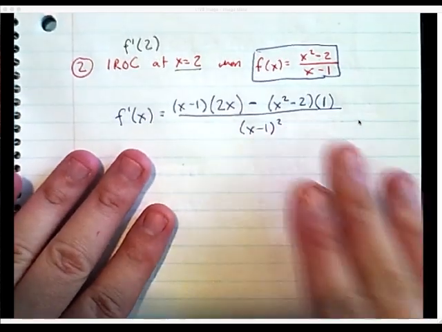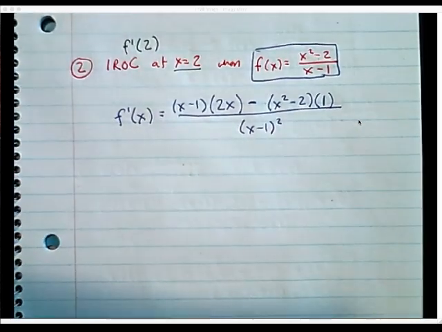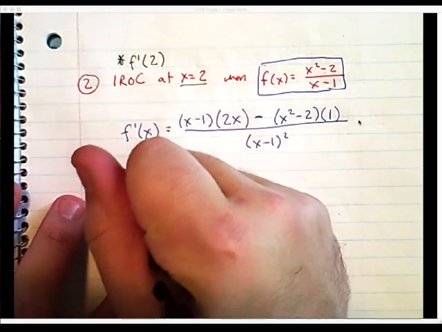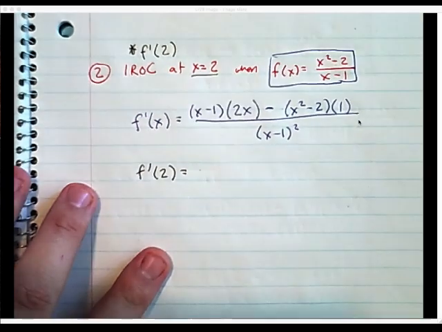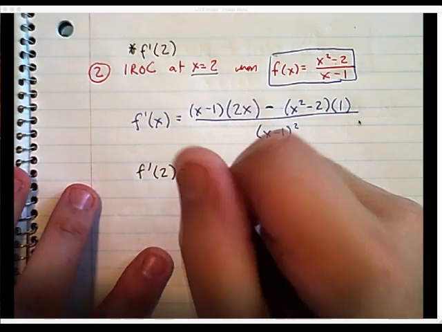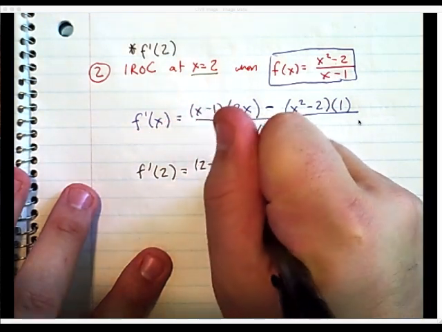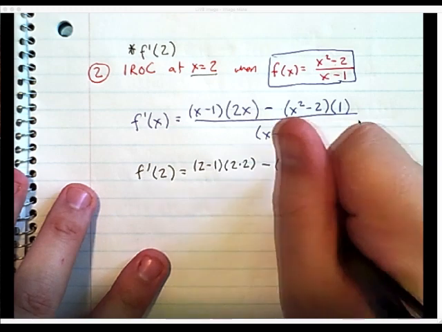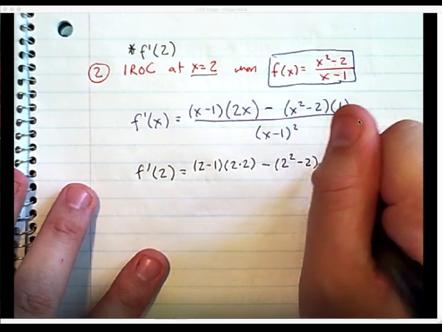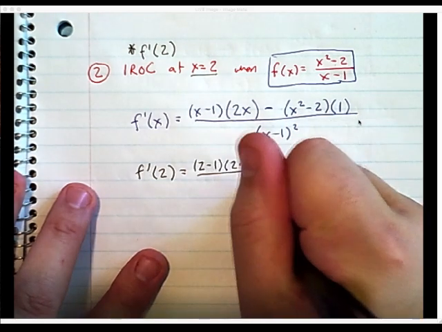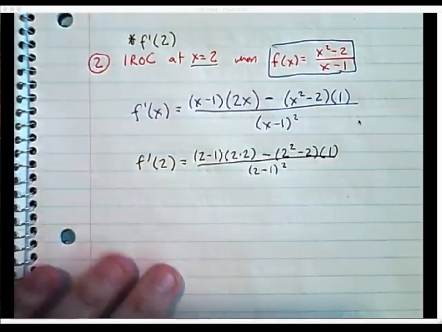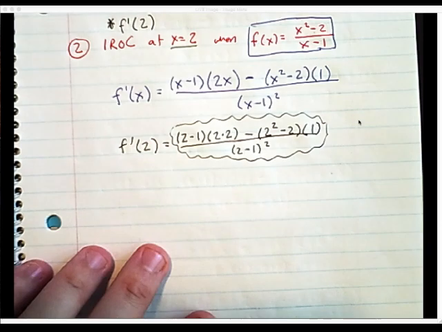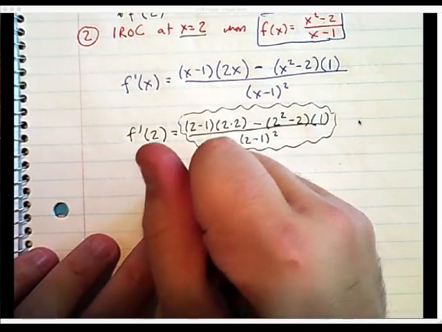Now if you think about it, there's really no advantage to simplifying this, because what I'm trying to do is just figure out what that value is. So there's really no use in simplifying here. All I'm going to do is everywhere I see an x, I'm going to plug in a 2. So 2 minus 1 times 2 times 2, that's 2x, minus 2 squared minus 2 times 1, all over 2 minus 1 squared. Now, if this was a free response question, you could actually leave your answer like this, and they would accept it. But if it's a multiple choice question, they'll simplify it. So let's just practice simplifying it.